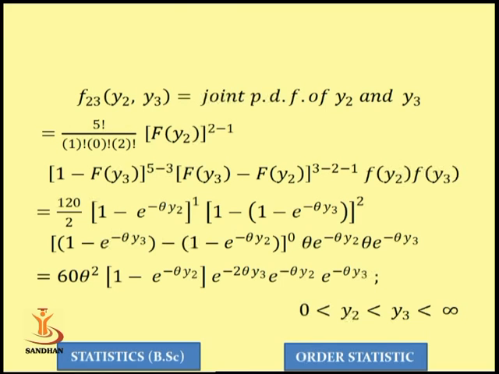Deriving this by putting in all the substitutions, we are going to get the joint PDF of y2 and y3 as the last expression we are having, where you can see the range will be 0 less than y2 less than y3 less than infinity. That is obvious because they are now in order. So 0 must be less than y2, y2 must be less than y3, and y3 must be less than the upper limit of the exponential, infinity.